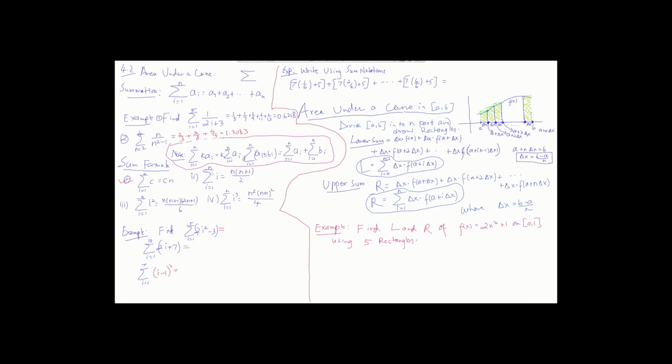If there is i squared instead of i to the 1, it will be like 1 squared plus plug in 2, 2 squared plus plug in 3, 3 squared plus 4 squared plus 5 squared, like that. If there are n many terms, then the formula is n times n plus 1 times 2n plus 1 over 6.